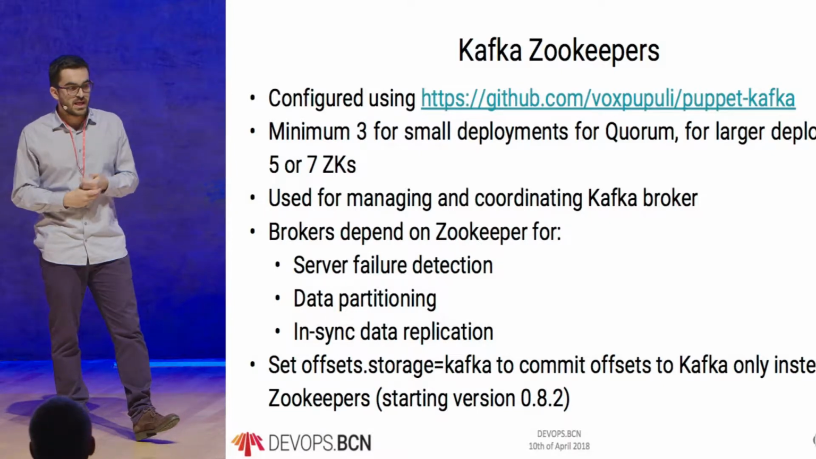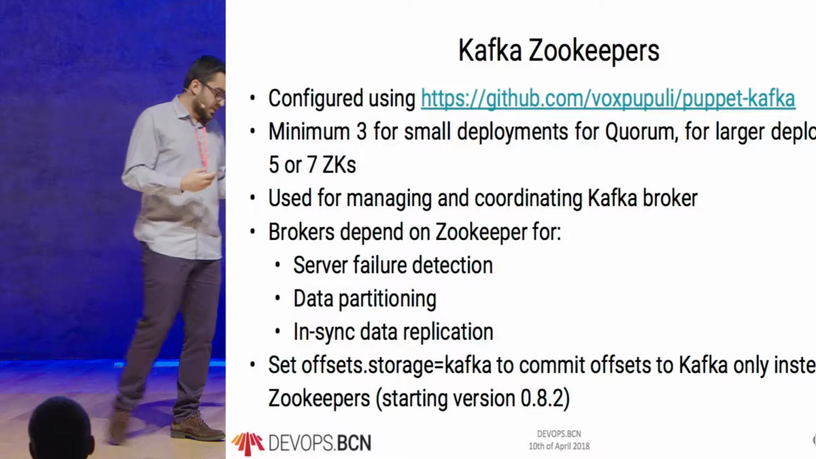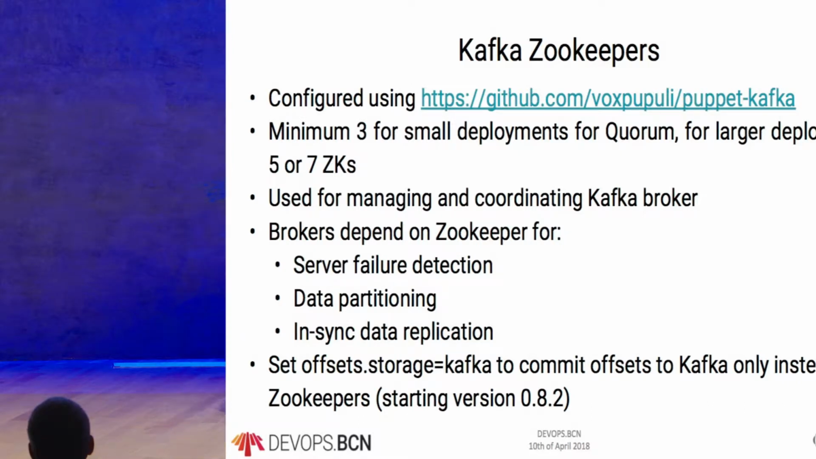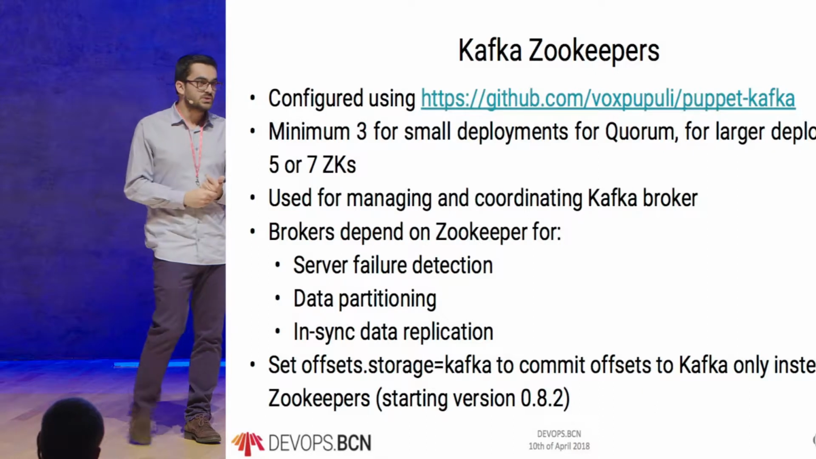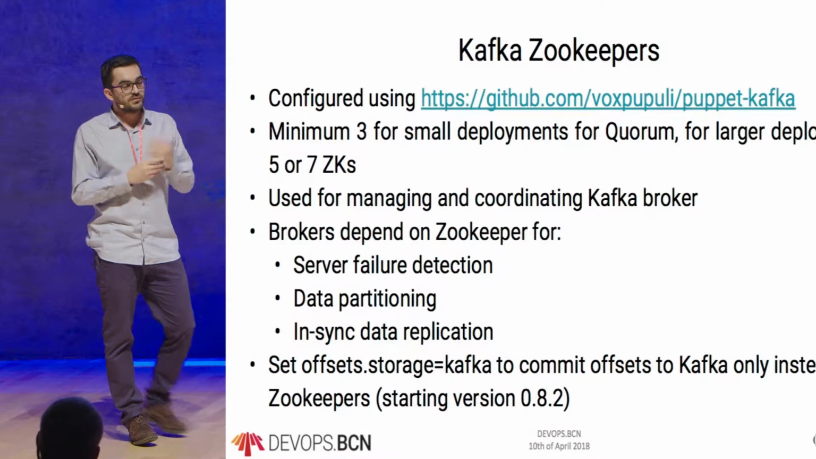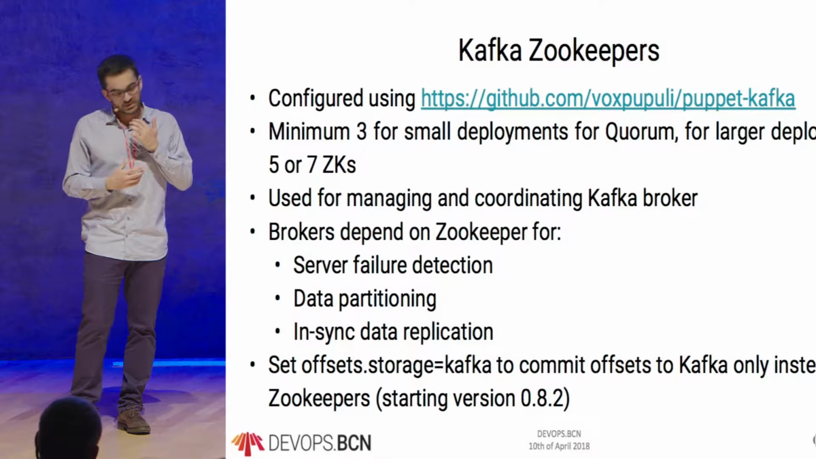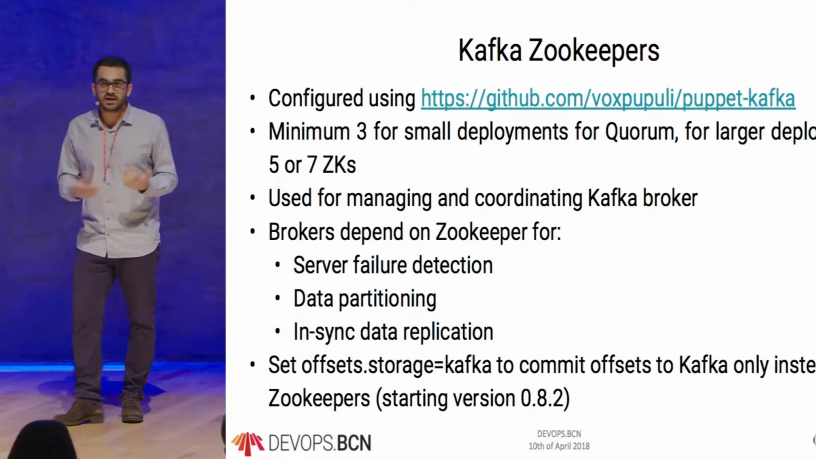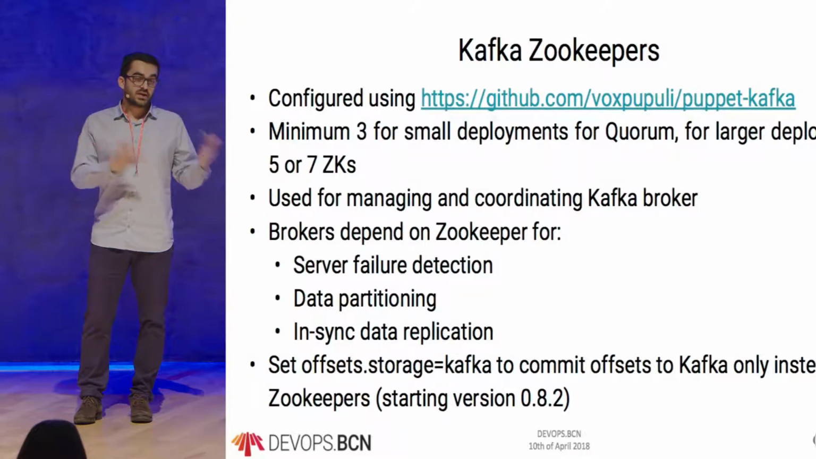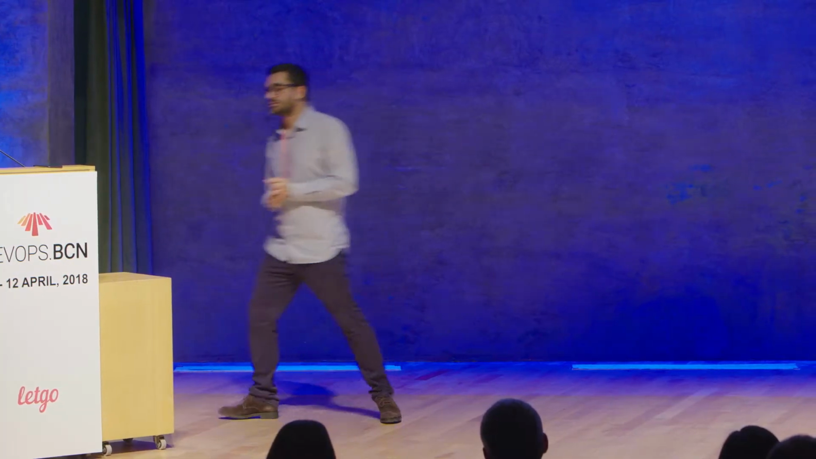Kafka is moving most of their configuration out of Zookeepers and into Kafka, so they don't want to rely a lot on the Zookeepers. Since version 0.8.2, they moved their offset storage from Zookeepers into Kafka. Well, this is still configurable. You can configure in Kafka where you want to save it. You can save on both, but you have to configure this.